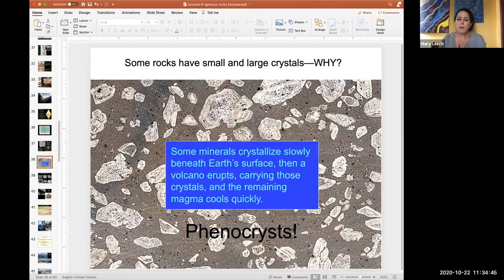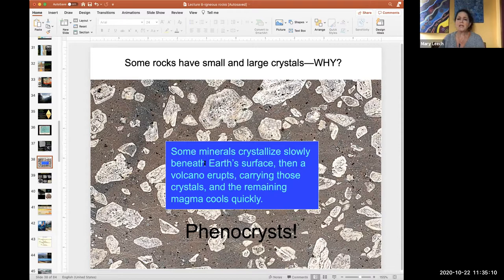Okay, and what happens is phenocrysts, this is giving also a mixed message, right? Because it's got big crystals and it's got small crystals. So is it plutonic or is it volcanic? The answer is that the phenocrysts are crystallizing in the magma chamber underground before that magma is erupted. And when it's erupted, it carries those crystals with it.